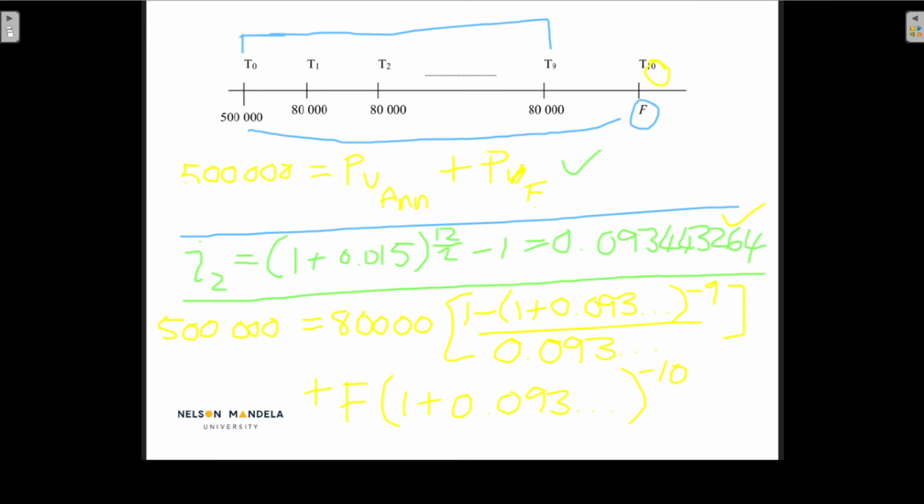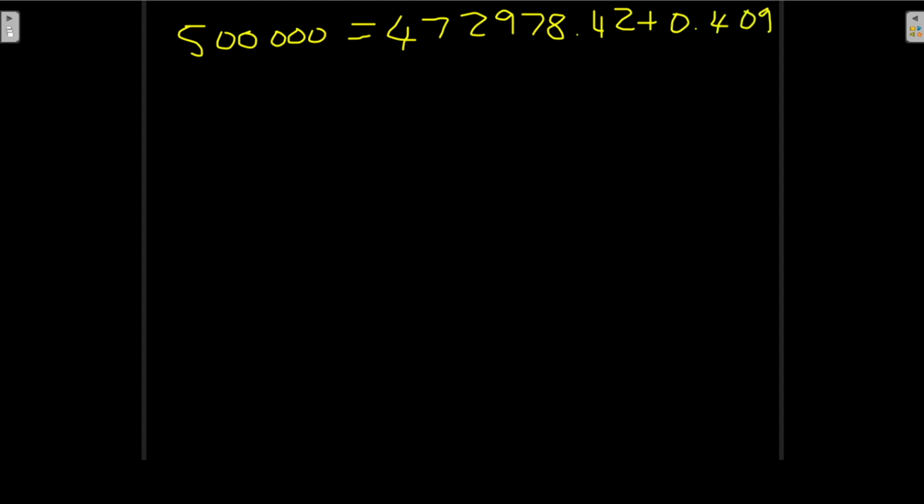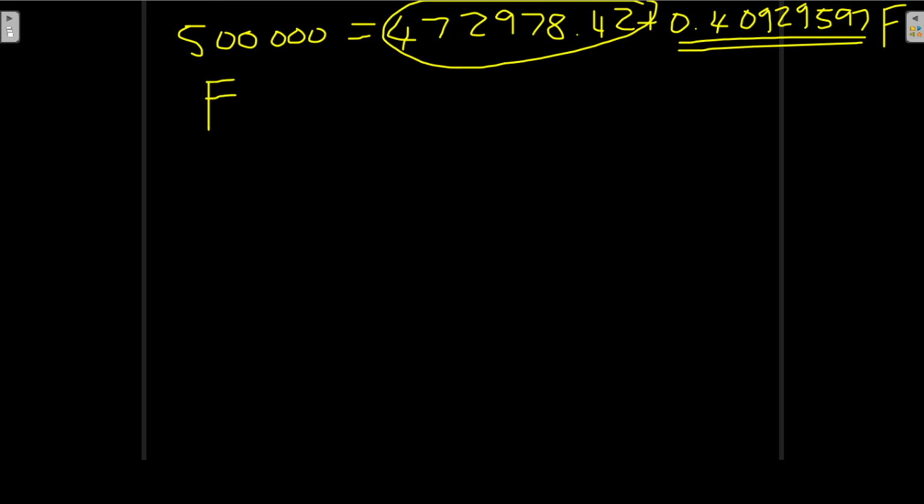Okay, let's just continue on the next slide. Now, if you do those calculations, you get that 500,000 is equal to this times my final value. So to be able to find my final value, I will subtract this value here from my 500,000 rands and divide it by the 0.4. And if you do that, you should get that your final payment is equal to 66,019 rands.